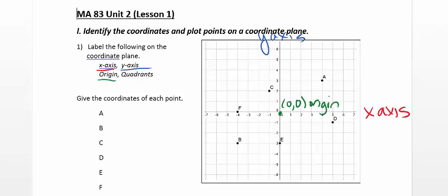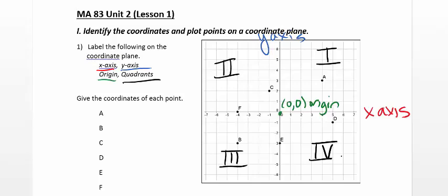And to label the quadrants, this part of the graph right here where both x and y are positive is called the first quadrant. This one here to the left where x is negative and y is positive is called the second quadrant. This down here where x is negative and y is negative is called your third quadrant. And this one here to the right, the bottom right, is where x is positive and y is negative, and that is your fourth quadrant.